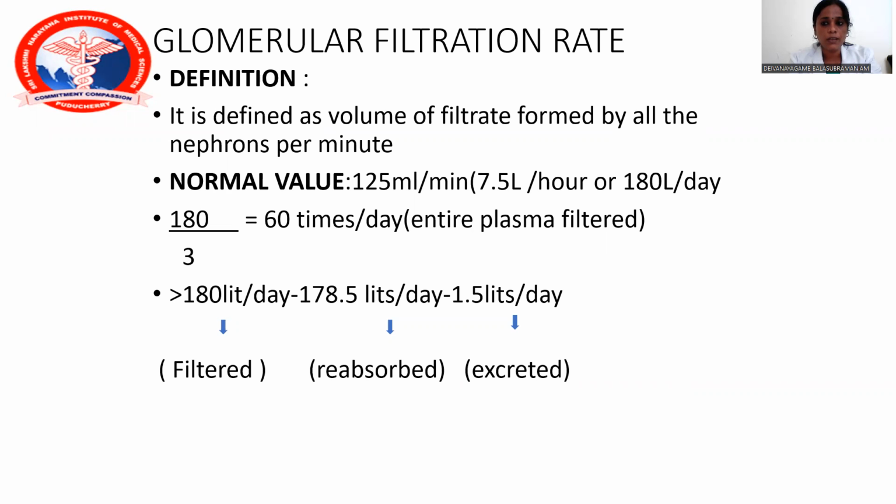Normally the plasma volume is about 3 liters. So 180 divided by 3 is 60 times per day. That means the entire plasma is getting filtered 60 times per day. So more than 180 liters per day is filtered, of which 178.5 liters per day is getting reabsorbed and 1.5 liters per day is getting excreted. That means 1.5 liters of urine is passed per day, out of 180 liters.